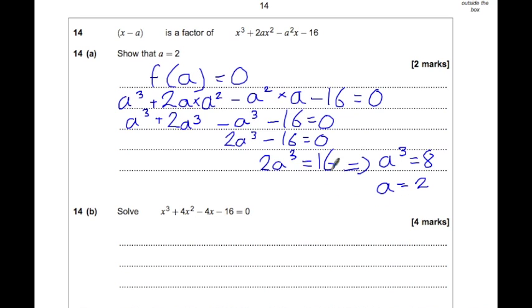Right, then it says solve x cubed plus 4x squared minus 4x minus 16. Now I'm hoping that is the same cubic as above with a equaling 2. So let's try it. x cubed plus 2ax squared, so that is going to be plus 4x squared, minus a squared x, that is going to be minus 4x, minus 16 equals 0. Given that we know a equals 2, that means we know x minus 2 is a factor, so we can factorise out x minus 2.